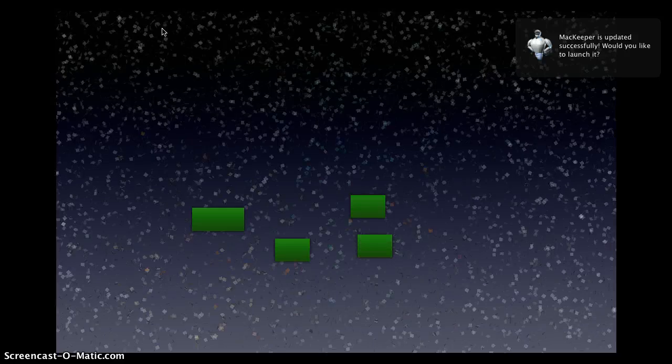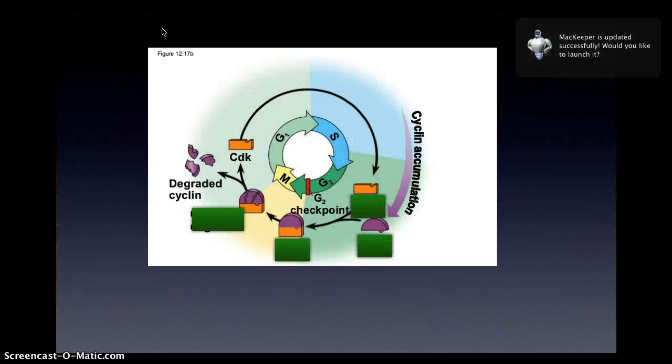This next cycle shows MPF or M phase promoting factor, helping cyclins and CDKs pass through the G2 checkpoint. Cyclins are made in the S phase and start accumulating in that area. Cyclins are a type of protein that get their name from their fluctuating concentrations. These cyclins come together with recycled CDK complexes.